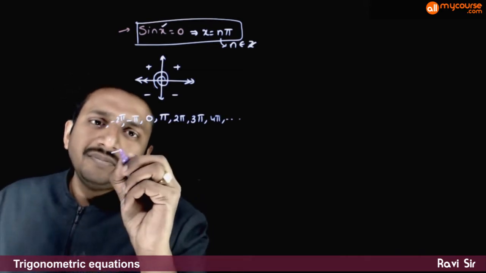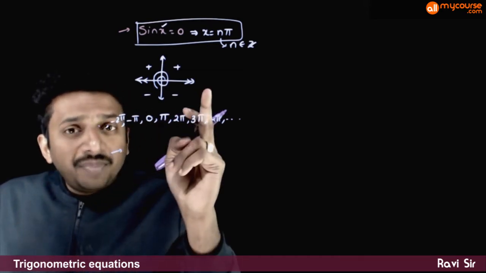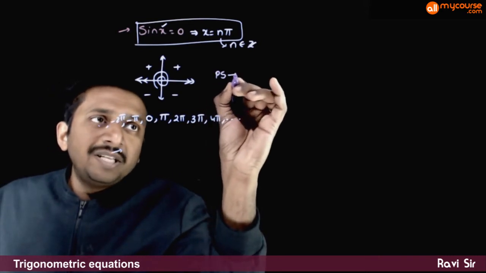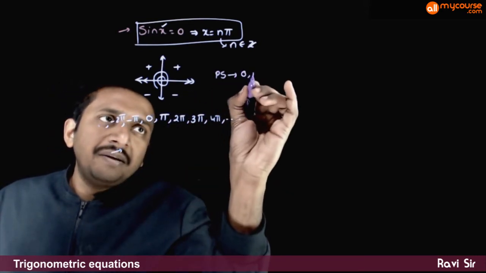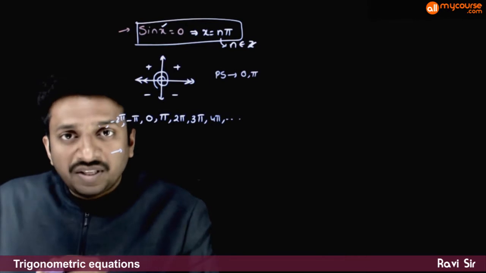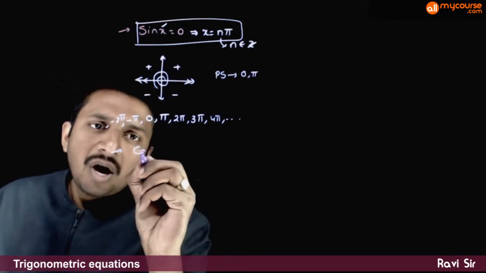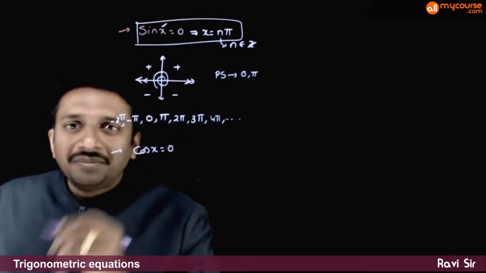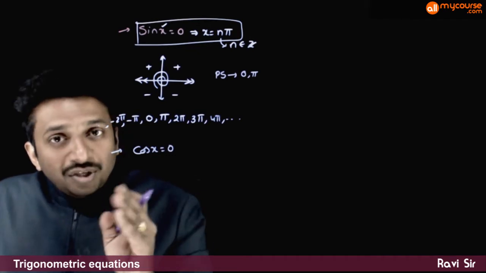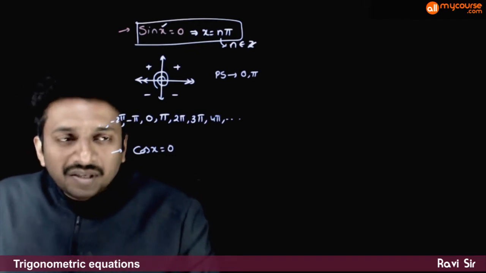Next, if you're asked to find the principal solutions to this, the principal solutions are nothing but 0 and pi. You have two principal solutions for this. Next, you have cos x is equal to 0. So what are the solutions of cos x is equal to 0?